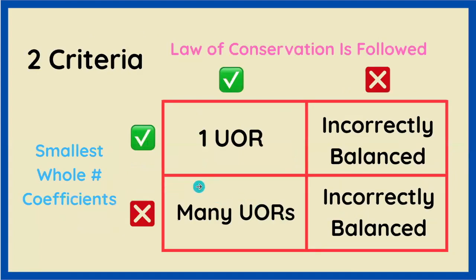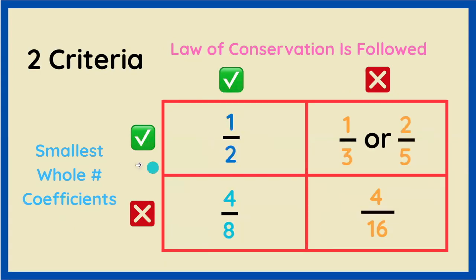And really the key thing here is that for multiple units of reaction, everything's balanced, it's just we have too much of it. It's very much analogous to reducing 4 over 8 to 1 over 2. It's the same value, but we want to simplify it.